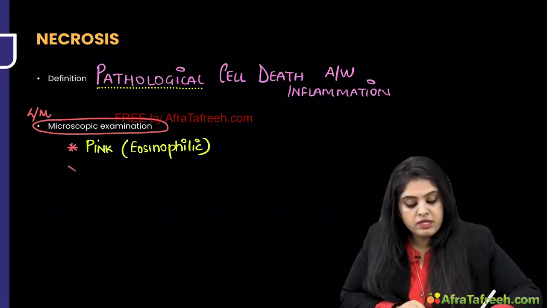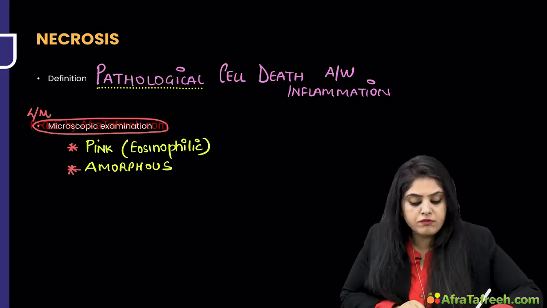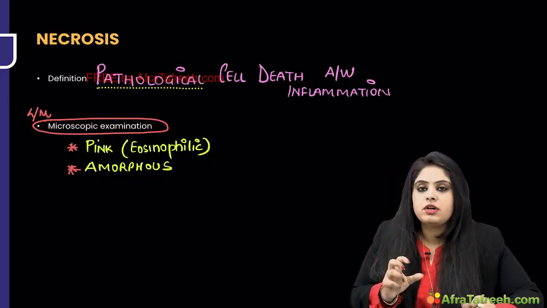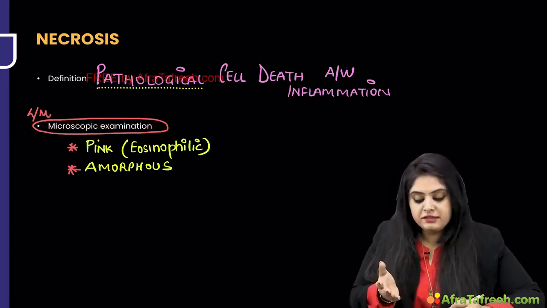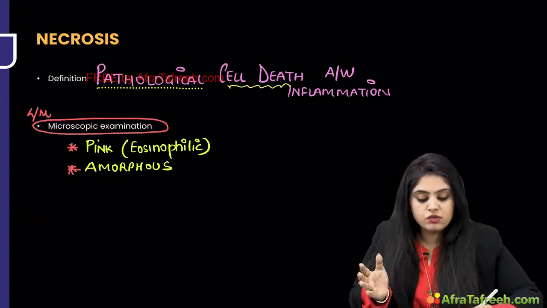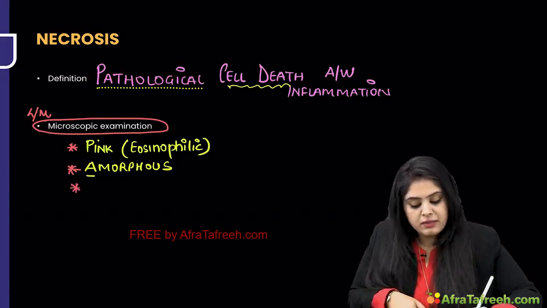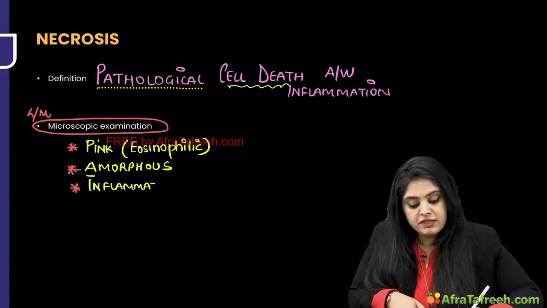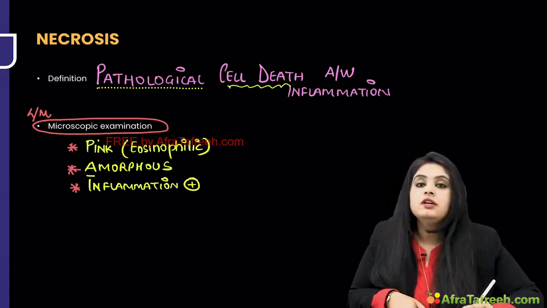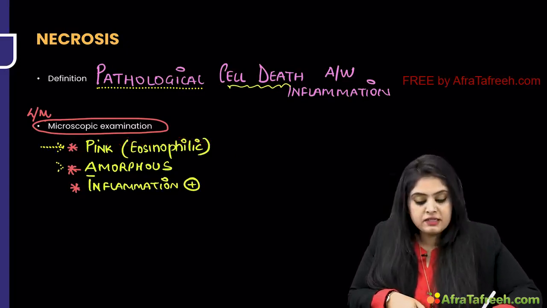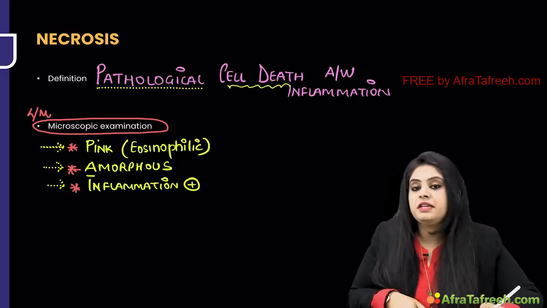Number 2, it is going to be amorphous. What do I understand by amorphous? Now put a little bit of common sense into it. Morphous means morphology. Morphology would mean what? Morphology would mean size, shape, structure. But this is a cell death. Is a cell death going to have any size and shape and structure? No. So like I said, amorphous, no morphology. And the last thing that you see under the microscope is going to be, the definition had it, you will see inflammatory cells. Inflammation is present. So how does necrosis look under the microscope? Number 1, it is going to be pink. Second, it is amorphous. And third, it is going to have inflammation.